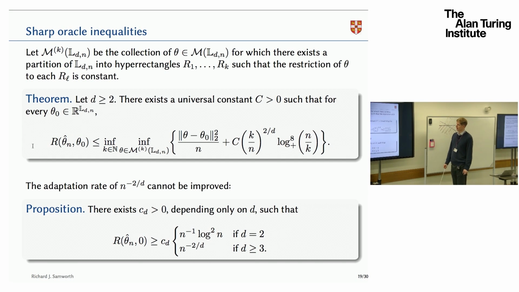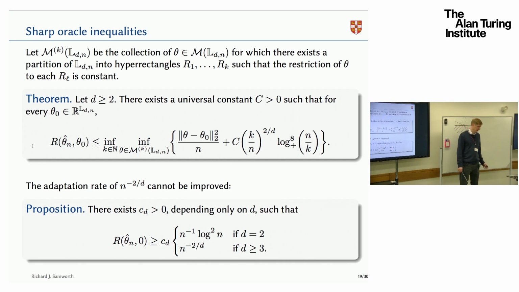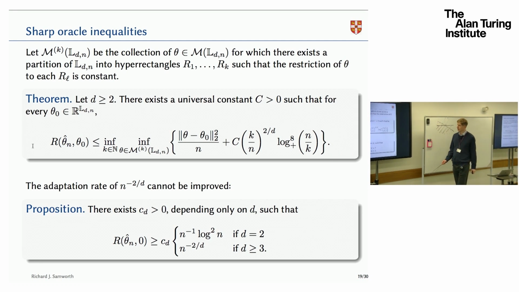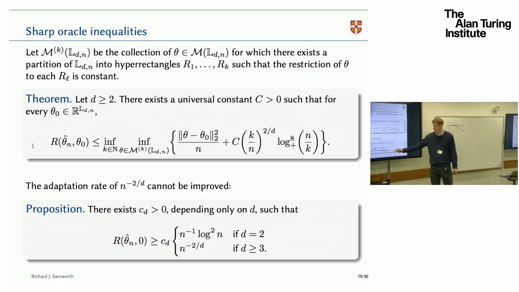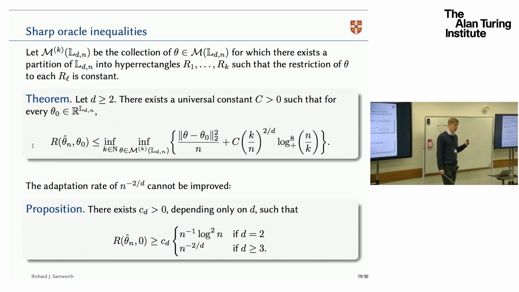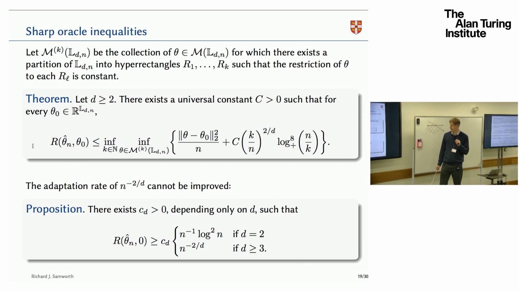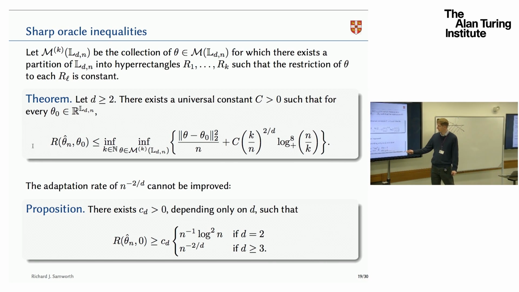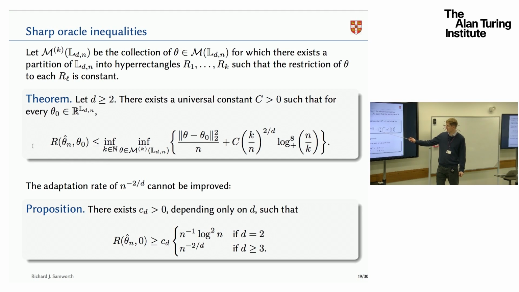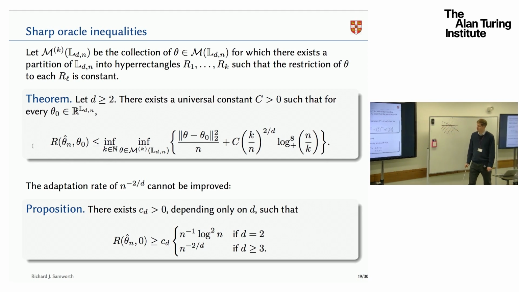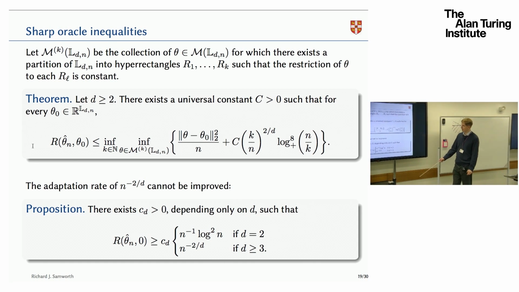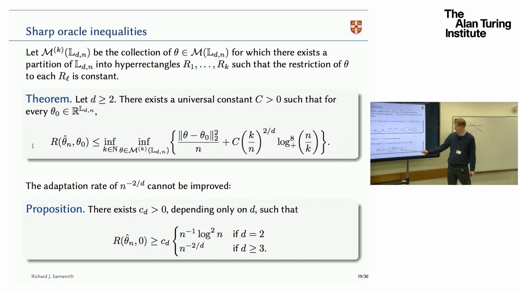Okay, and here's a sort of a lower bound. It's a different form of lower bound from what we saw before. This is not a minimax lower bound. I'm not taking an infimum over all estimators here. I'm just looking at this particular estimator, the least squares estimator, and I see that essentially this rate that I'm getting from this term here can't be improved.